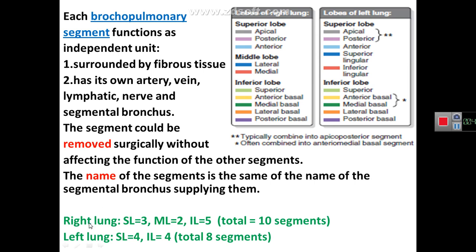And you can see that the right lung shows a total of 10 segments. The upper lobe contains 3, the middle lobe contains 2, and the lower lobe contains 5. While the left lung contains 8 segments, in which there are 4 segments in the upper lobe and 4 segments in the lower lobe, and these are the names of these segments.